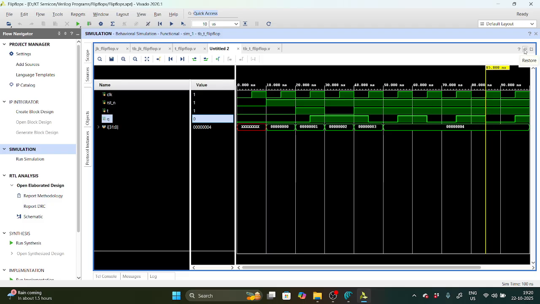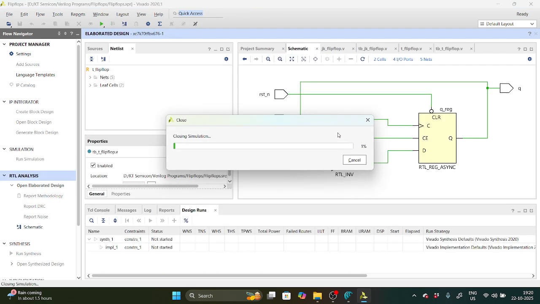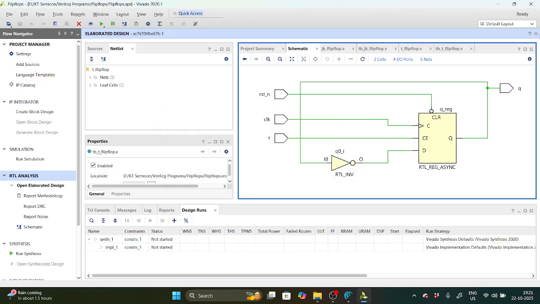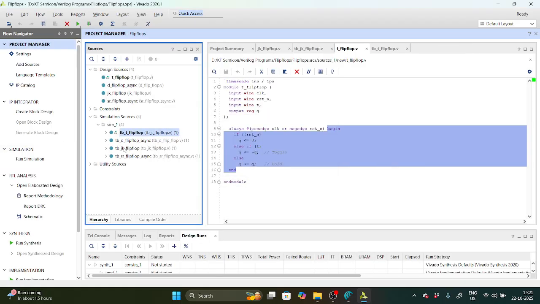Okay. I think I didn't explain the test bench. The test bench is the same, only five more steps are required, same as whatever I explained in the JK flip-flop. Test bench is same only. See here, this is the test bench.